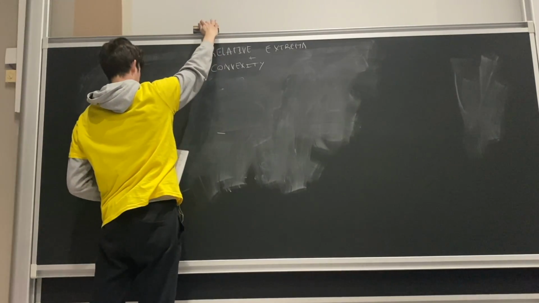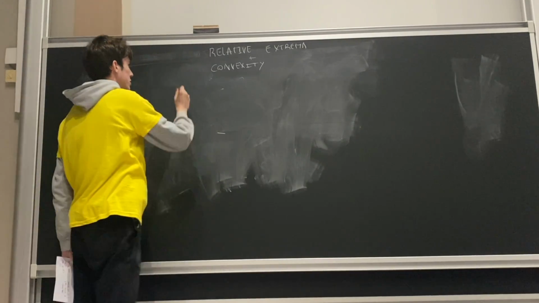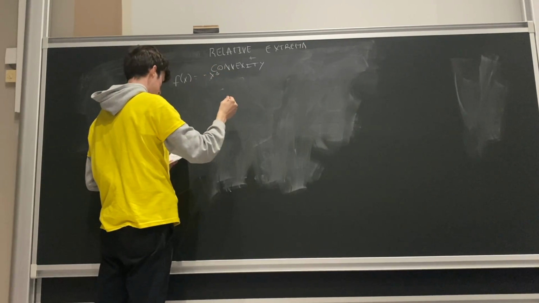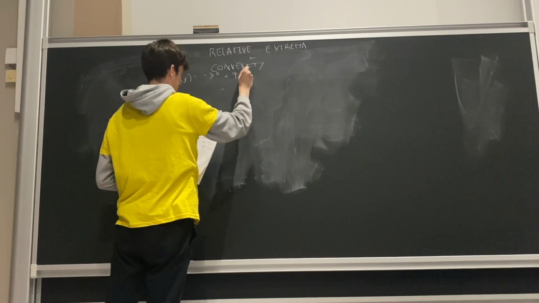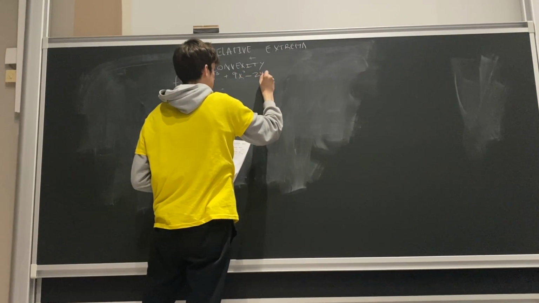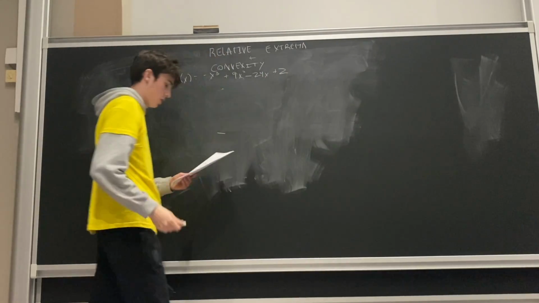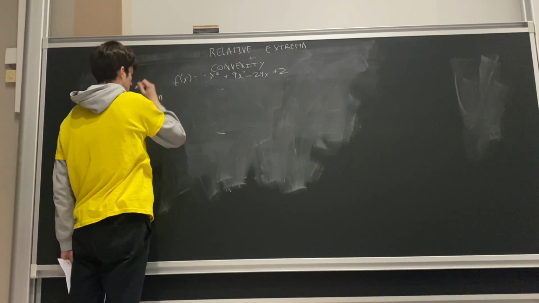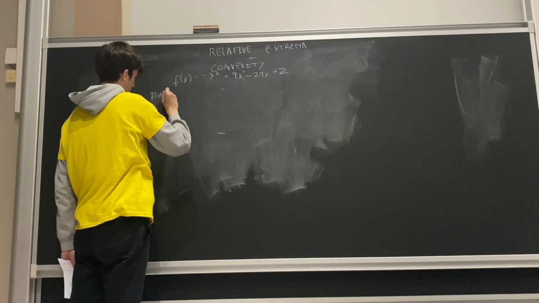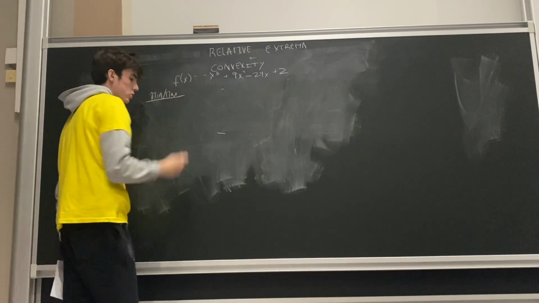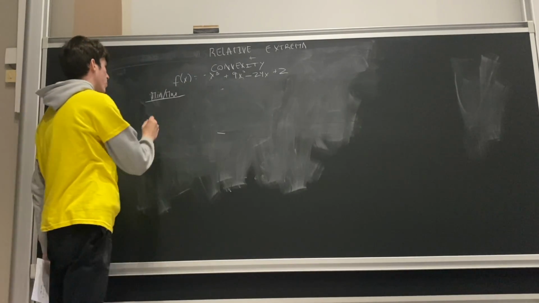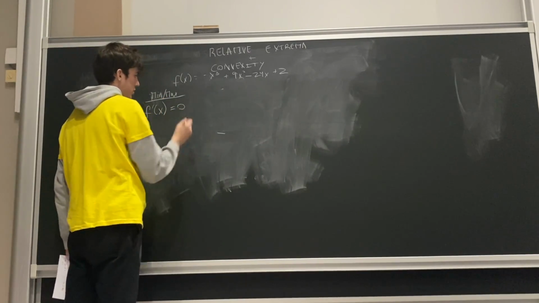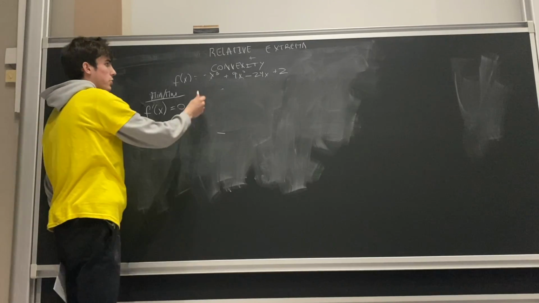We're going to start with a function. The function is minus x to the third power plus 9x squared minus 24x plus 2. Now what they're asking us is to find the minimum and maximum points. So how do we do this? Minimum and maximum points are found when the derivative of this function is equal to 0. So we're going to start by deriving this function.